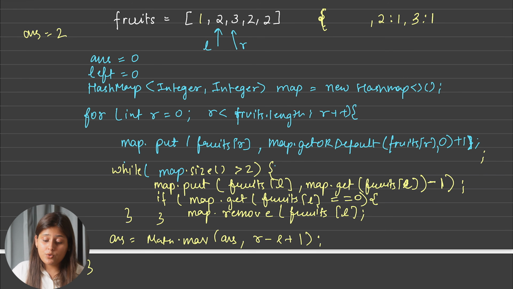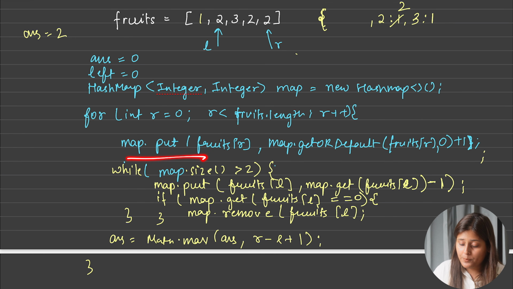Now again the condition becomes true, so we will keep on moving this right pointer ahead. Again we will say map.put, and this fruit value as a key is already there in my map, so I will only increase its frequency. Still, is the size greater than 2? No. So again we keep moving the right pointer ahead. After this we again say map.put, and again we check that 2 is already there as a key, so we only increase the frequency, and now the frequency becomes 3. Again we check, is the size greater than 2? No, it is exactly 2 only.